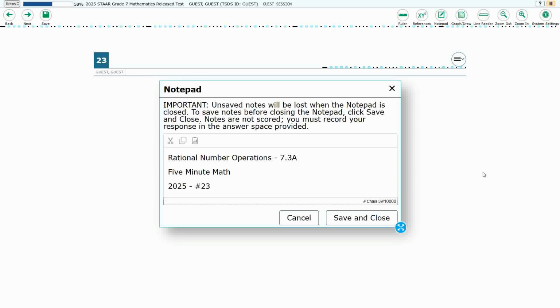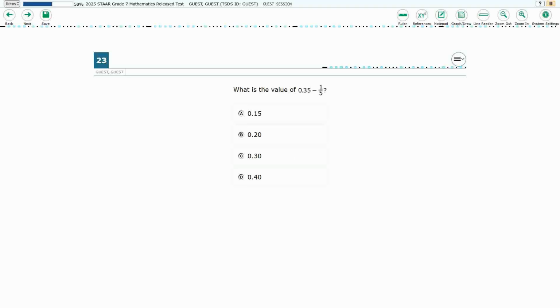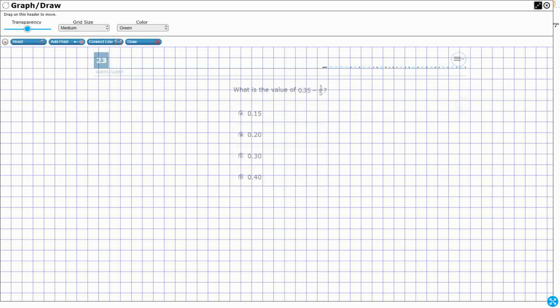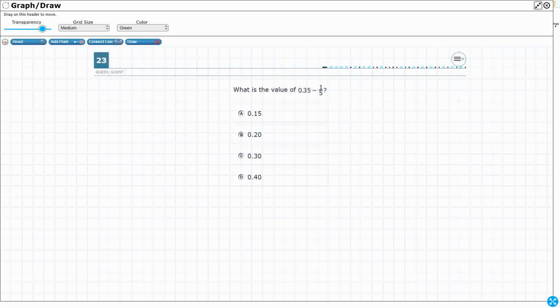Today we are looking at the seventh grade concept of rational number operations. This is standard 7.3a in the great state of Texas, and we are using item number 23 of the 2025 released STAAR test. If you haven't done so already, please go ahead and take a moment to pause the video, work this problem out on your own, unpause it, and we will look at our answers together.